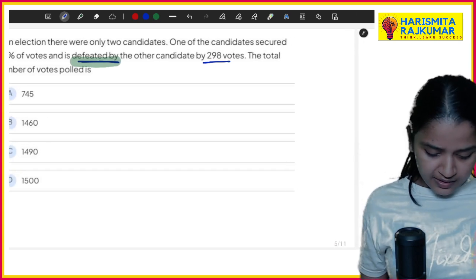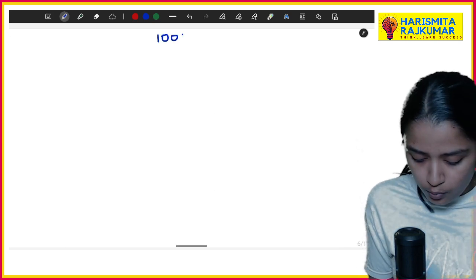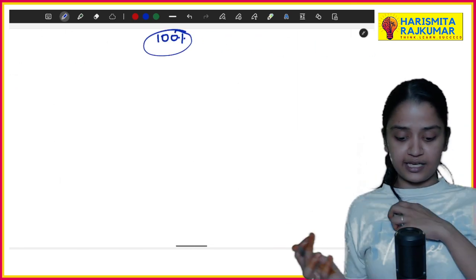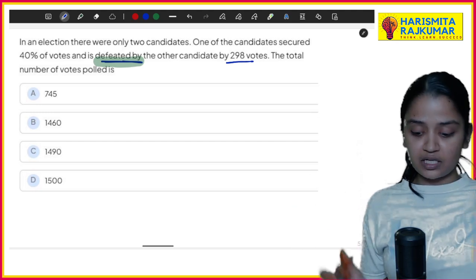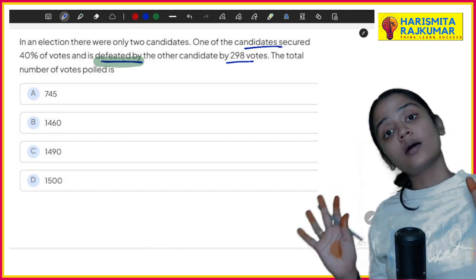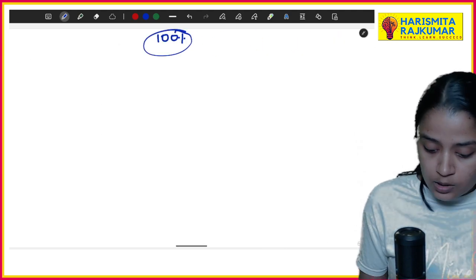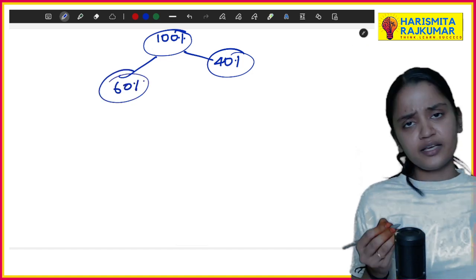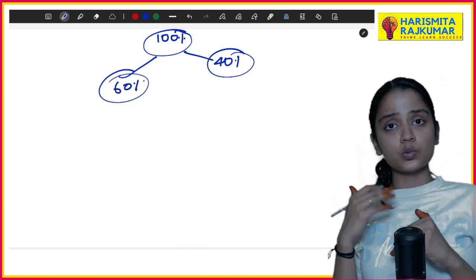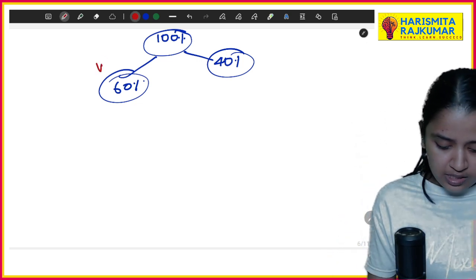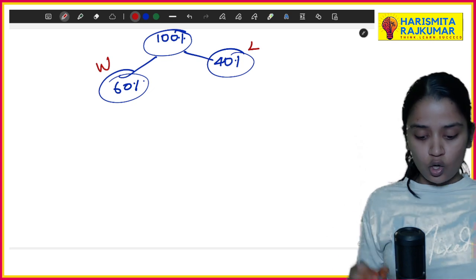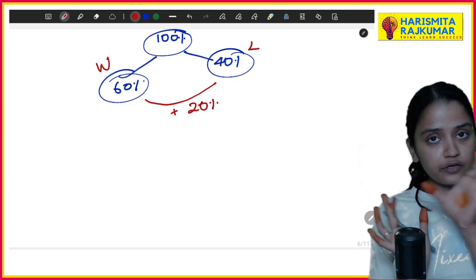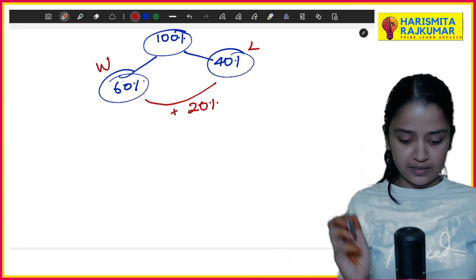Now what happens? Let us assume the total number of votes is 100%, in which 40% is defeated. See, 40%, one candidate secured. They're talking about the loser candidate only, which is 40%, and the other one is 60%. Obviously, you will know the higher percentage is the win percentage. So this is win, this is lose. The difference in this is nothing but 20%.